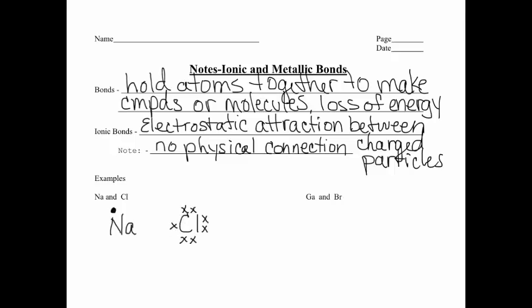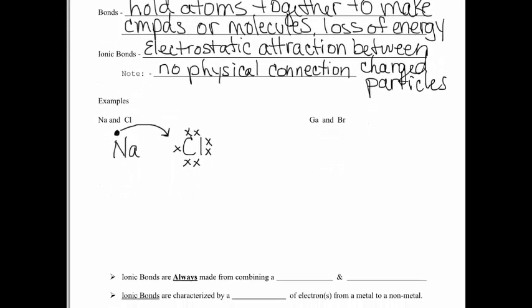Chlorine would really like to have 8 valence electrons, and sodium would like to lose it. Remember, metals are losers, and nonmetals prefer to gain. So the relationship between these two atoms would actually be better if sodium were to lose its electron to chlorine, and that's exactly what's going to happen. And I'm going to draw this below so you can maybe see a little better.